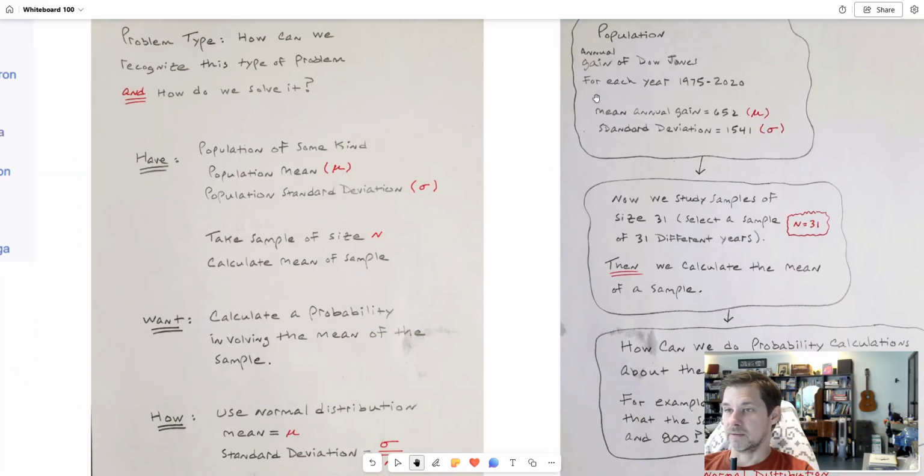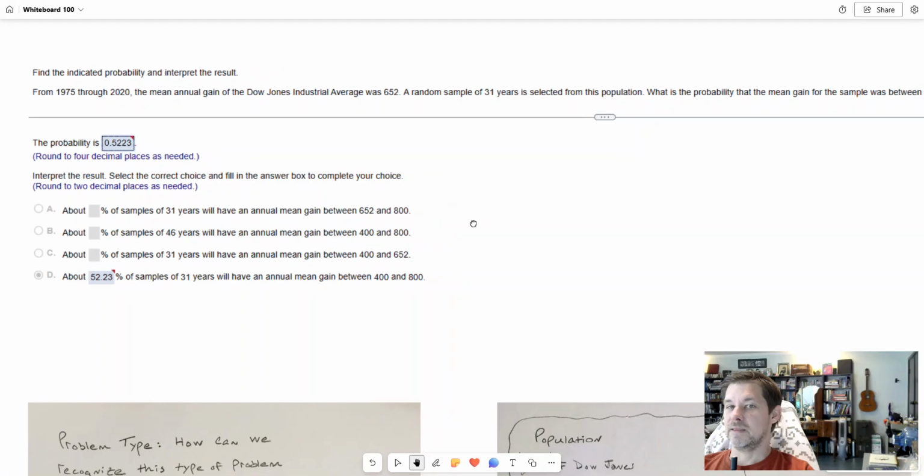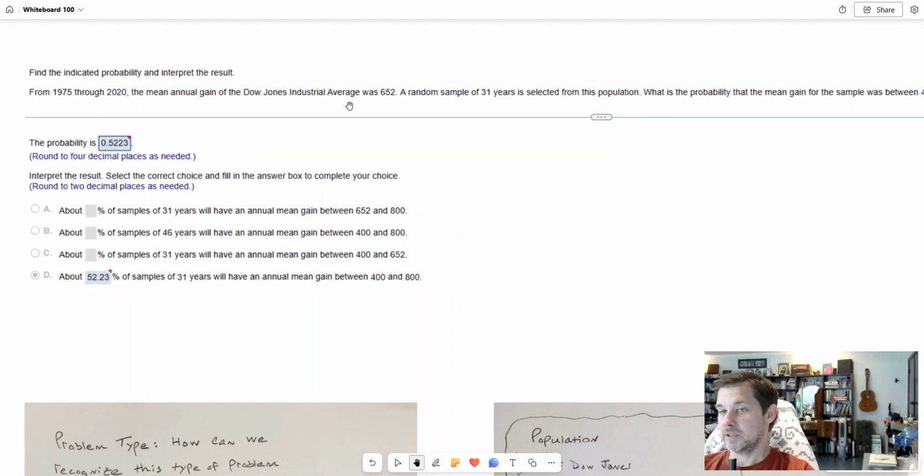Now when I read it, I might think, well, maybe you don't know much about the Dow Jones Industrial Average, but I can look at this like there's a population. I get the mean annual gain of the Dow Jones Industrial Average for all the years from 1975 to 2020. I get the annual gain for each of those years, and I know the mean is 652. So the population is the annual gain for each year, and it tells me I know the mean of those annual gains. So it sounds like I've got a population, and I've got the mean of that population.